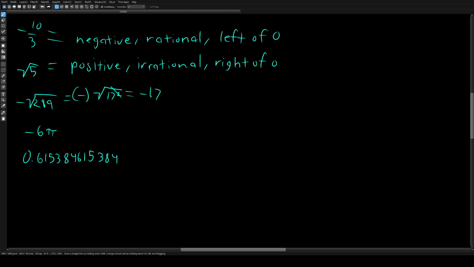So it is negative. It is still a rational number, so it would be, oh, I almost wrote positive. All right, so it is still negative. It is rational because we were able to simplify the square root to its simplest form. And it will lie to the left of 0.